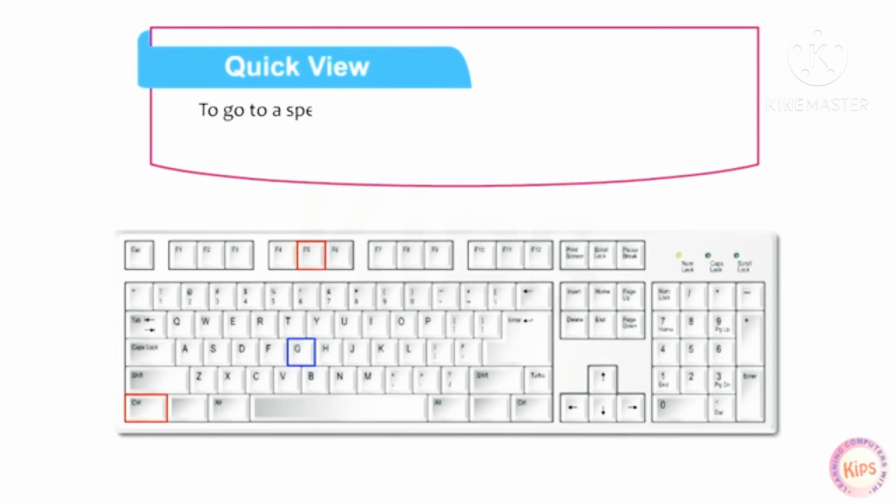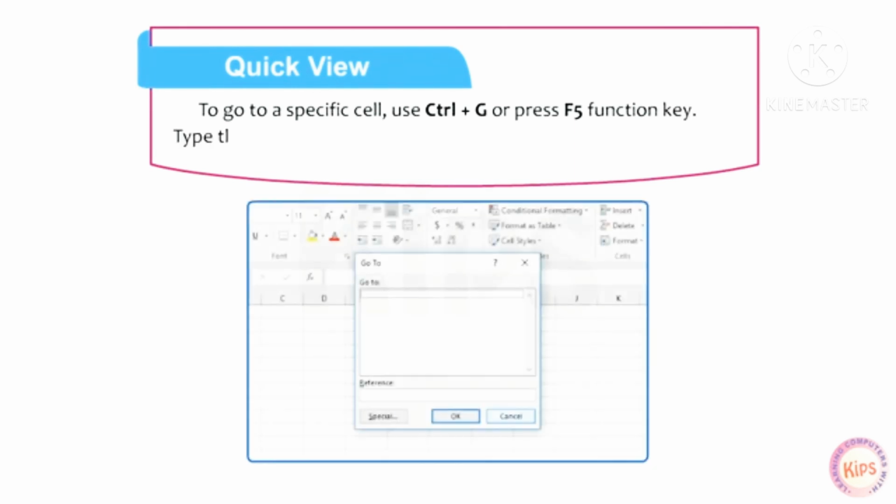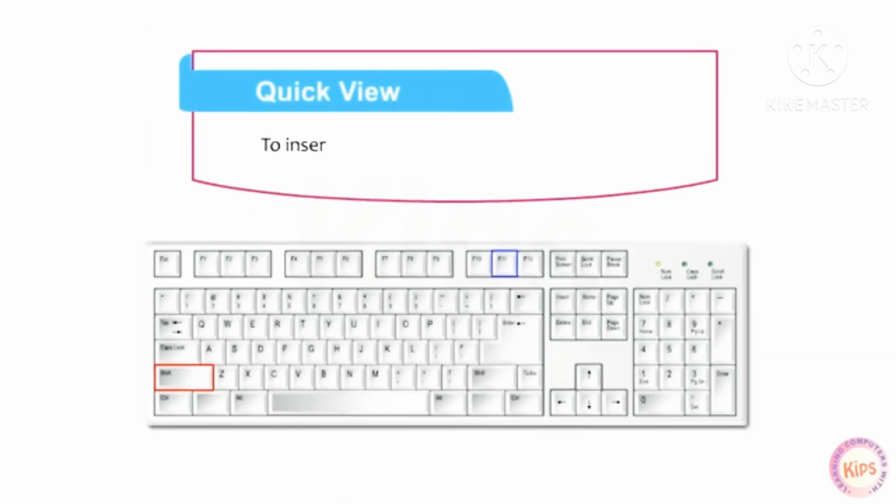Quick view for you, students. To go to a specific cell, use Ctrl plus G or press the F5 function key. Type the cell reference in the Reference field of the Go To dialog box. To insert a new worksheet, press Shift plus F11.